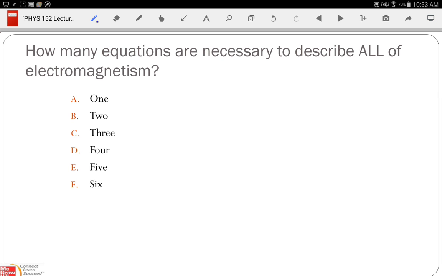Yet, I am just not enough of a nerd to wear one of those shirts. First clicker question. How many equations are necessary to describe all of electromagnetism?